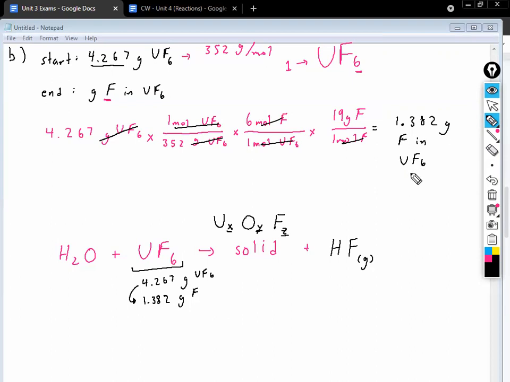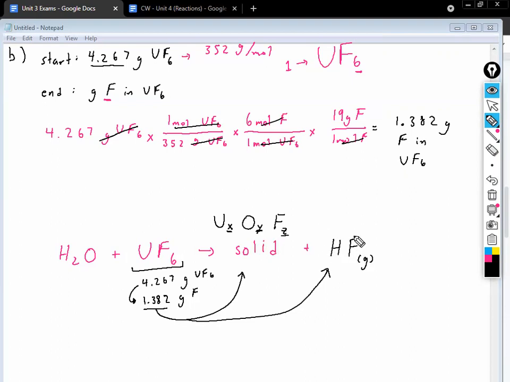Okay, so we know how much total fluorine is inside of this reaction, right? H2O does not give you any fluorine. So the only fluorine inside this whole reaction is going to be this 1.382 grams. That means this 1.382 grams got distributed to the solid and to the gas. Now, we don't know anything about the solid yet, right? We just know that it's made of uranium, oxygen, and fluorine.